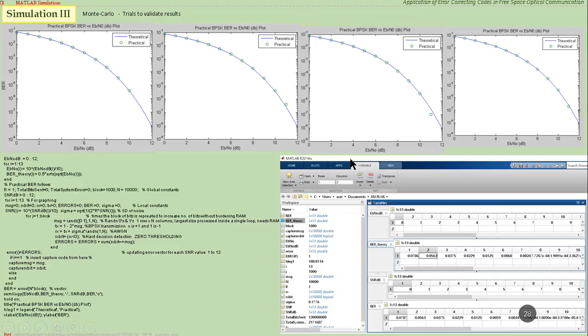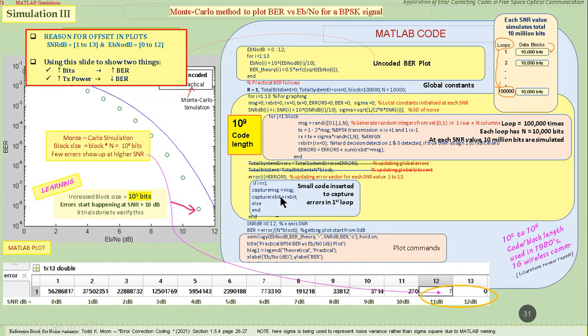So having a note of this, we move further and increase the code length from 10 to power 7 to 10 to power 9, and we start seeing errors at higher SNR also. At higher energy of transmission, we still note some errors are now being observed. So this means that more bits need more power to be transmitted.